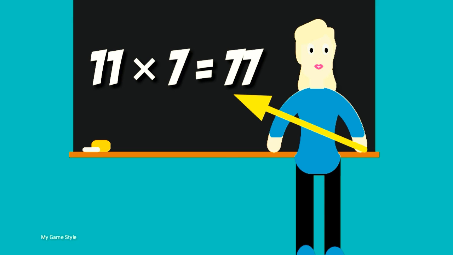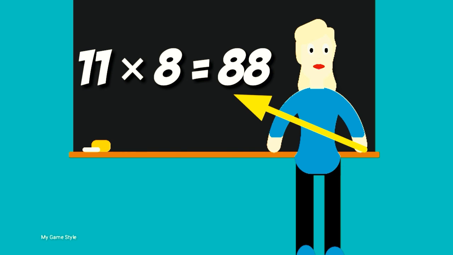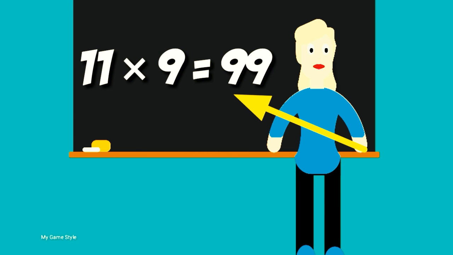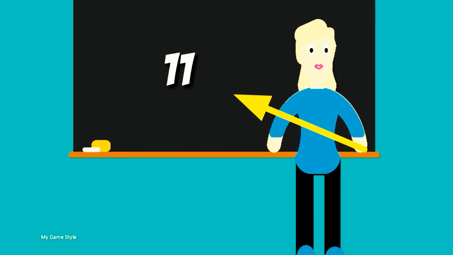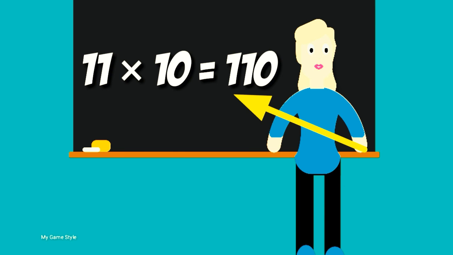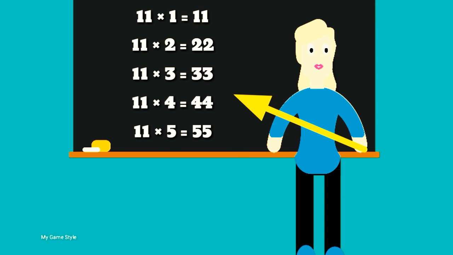11 7 is 77. 11 8 is 88. 11 9 is 99. 11 10 is 110. 11 1 is 11.